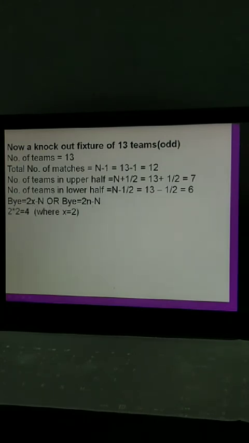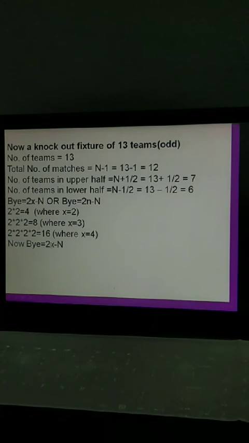So again the formula is same, byes is equal to 2 to the power x minus n. So 2 to the power 2 equal to 4, where we can calculate now. 2 to the power 1 is always 2, so 2 to the power 2, 2 into 2 equal to 4, where x equal to 2. Then 2 to the power 3, so 2 into 2 into 2 equal to 8, where x equal to 3. So 2 to the power 4, then 2 into 2 into 2 into 2 equal to 16, where x equal to 4.